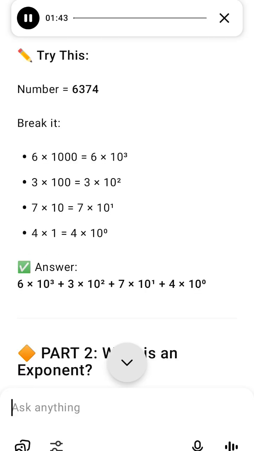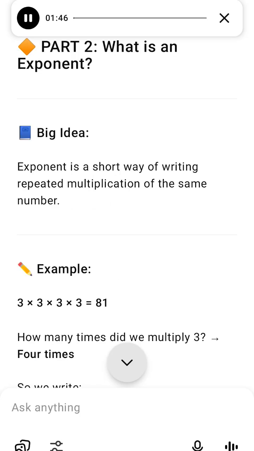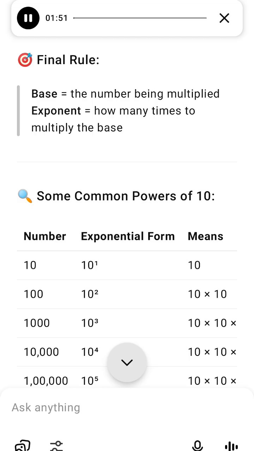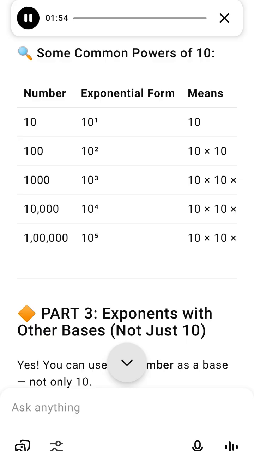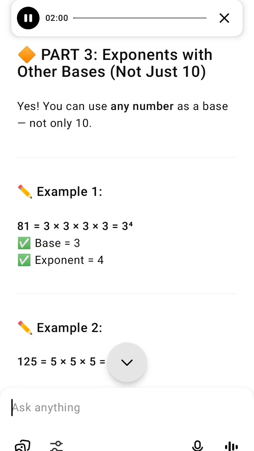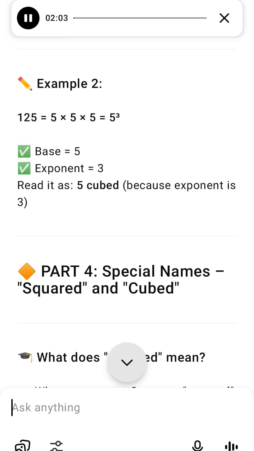4. Base and exponent definitions. Base: the number being multiplied repeatedly. Exponent: how many times to multiply the base. In 10 cubed, base equals 10, exponent equals 3. In 5 squared, base equals 5, exponent equals 2. 5. Exponents for powers of 10, place values. 1 is 10 to the power 0, ones. 10 is 10 to the power 1, tens. 100 is 10 squared, hundreds. 1,000 is thousands. 10,000 is ten thousands. 100,000 is lakhs.